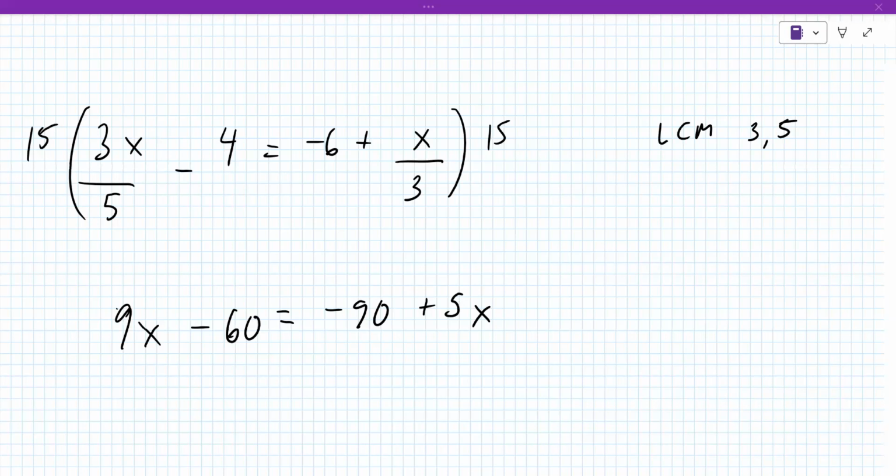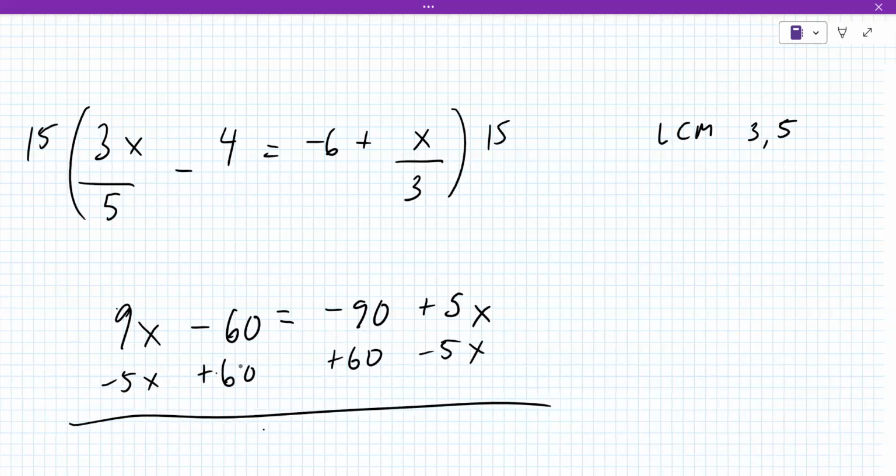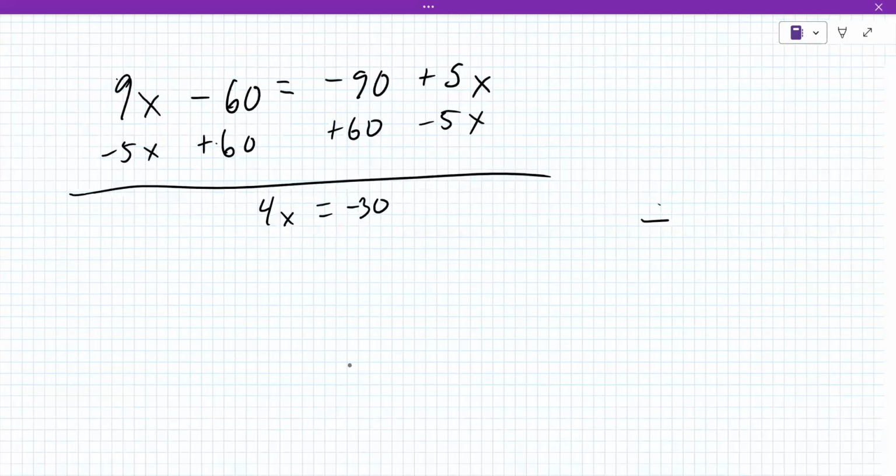And then does that leave you with 4x equals 30? -30, because you're adding 60, subtracting 5x. Yeah. That's 4x equals -30. And this is one of those where you would have to present your answer as a fraction, like plan on using fractions unless you see a calculator icon.